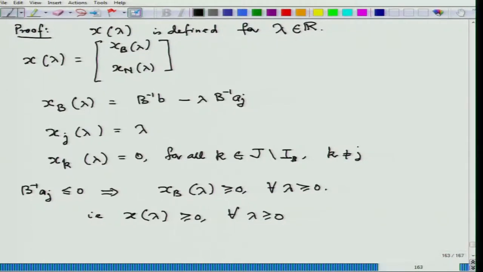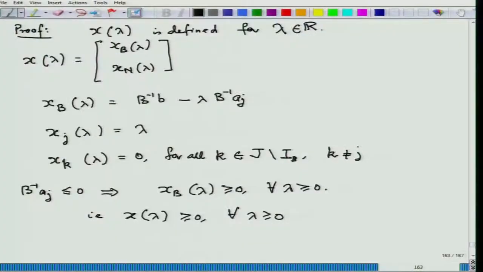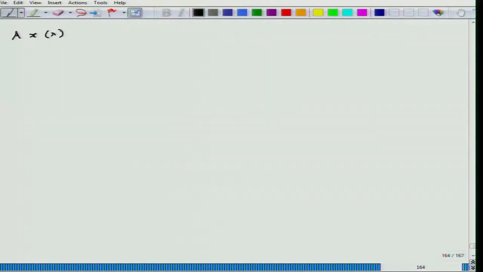We will show that if we compute the objective values at each of these points, the objective values will continuously decrease as lambda goes towards infinity. Now I have to compute A x lambda. To show that x lambda is greater than or equal to 0 is guaranteed, now I want to show that it is also feasible. So b x b lambda plus n x n lambda.